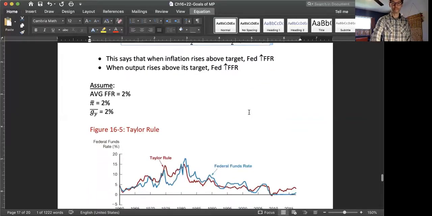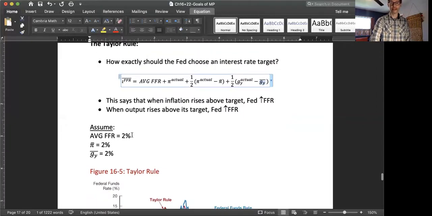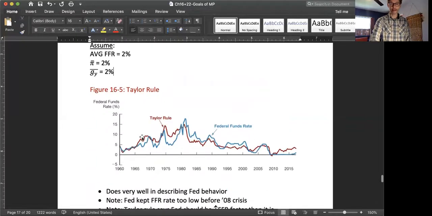Now, here's the interesting thing. If we pick some values, if we set the average federal funds rate target at 2%, our inflation target at 2%, and our output target at 2%, and actually plot out what the Taylor rule says the Fed should be setting as their federal funds rate target, we get this red line. The blue line is the actual federal funds rate target. So the red line is the predicted target based on the Taylor rule, and the blue line is the actual target. Notice how close they are together. They're very, very close. This Taylor rule does a good job of explaining how the Fed behaves.